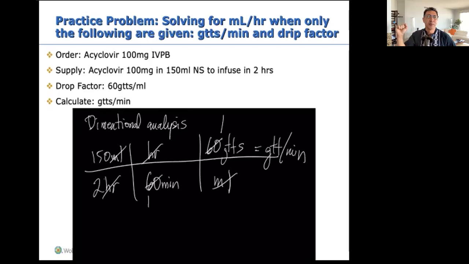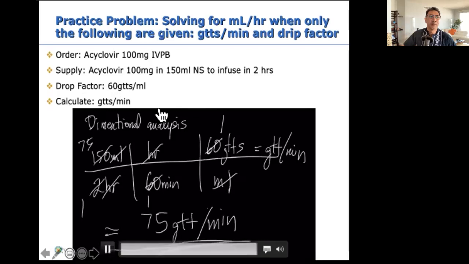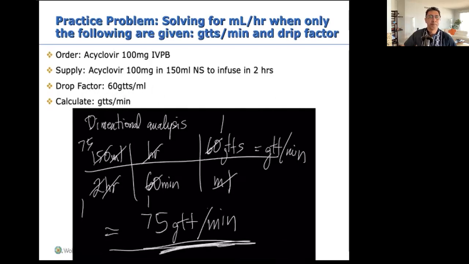Let's do some cross multiplication here. I also simplified my 150 over 2, which took me to the answer of 75 mL per minute. Forgot I was looking for something else here. I was looking for drips per minute, not mLs per minute. Okay, same theory.